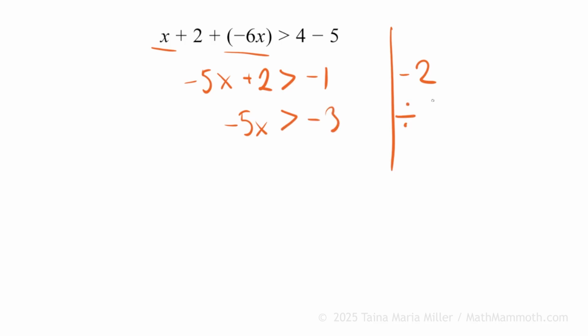And then divide by negative 5. I'm dividing by a negative number, so I flip this sign here. And I get, okay, negative 3 divided by negative 5, it's going to be positive 3/5. All right, I hope you got the same.